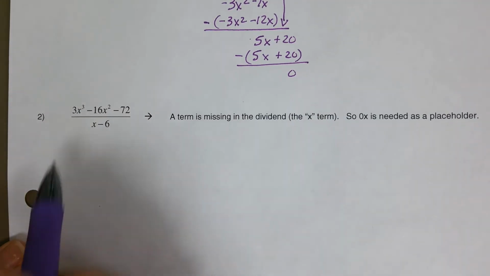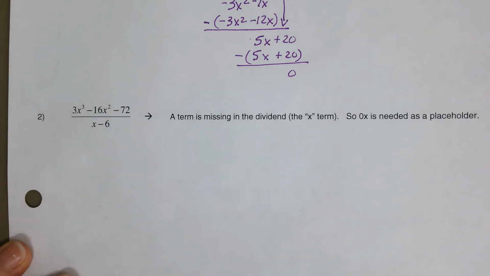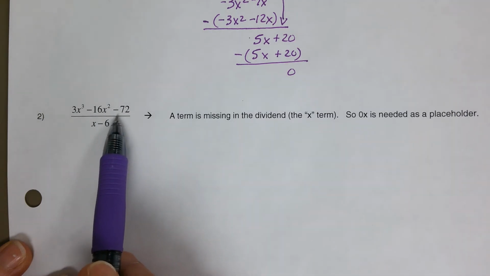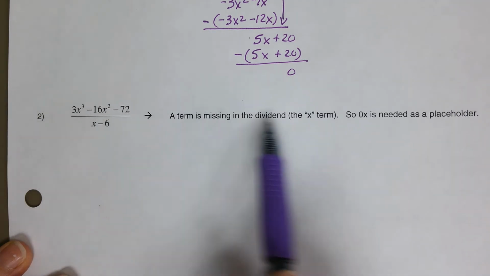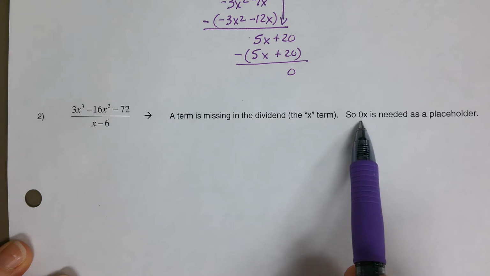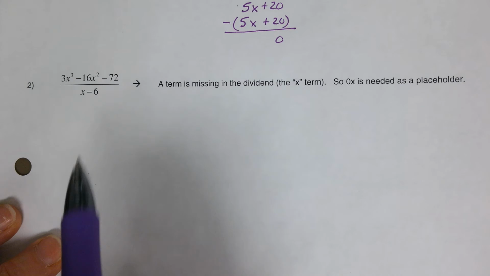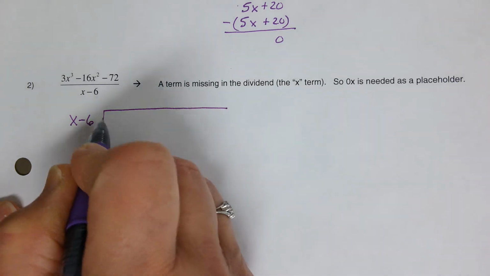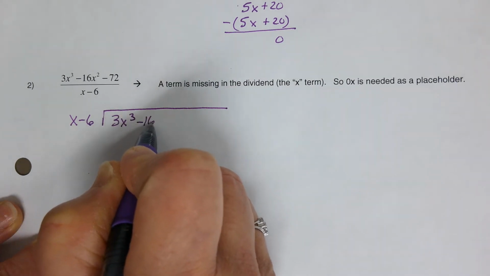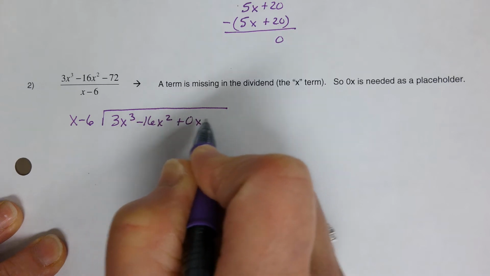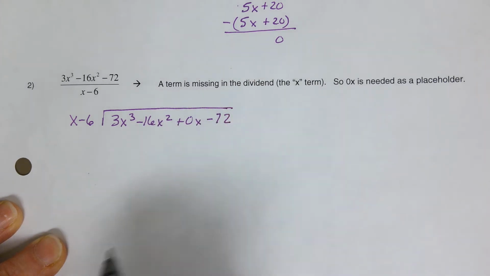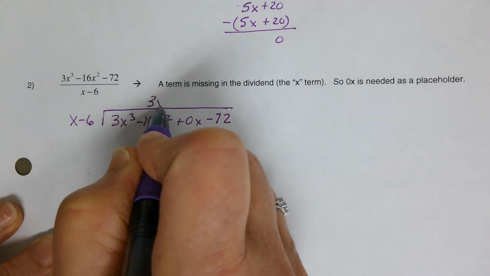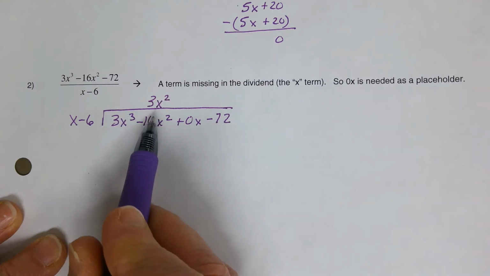Number 2, we have 3x to the third minus 16x squared minus 72 divided by the binomial x minus 6. Notice that a term is missing. The x term is missing, so we'll need to write 0x as a placeholder. So setting up our long division, x minus 6 divides into 3x cubed minus 16x squared plus 0x minus 72. 3x to the third divided by x is 3x squared. We write that above our negative 16x squared term.